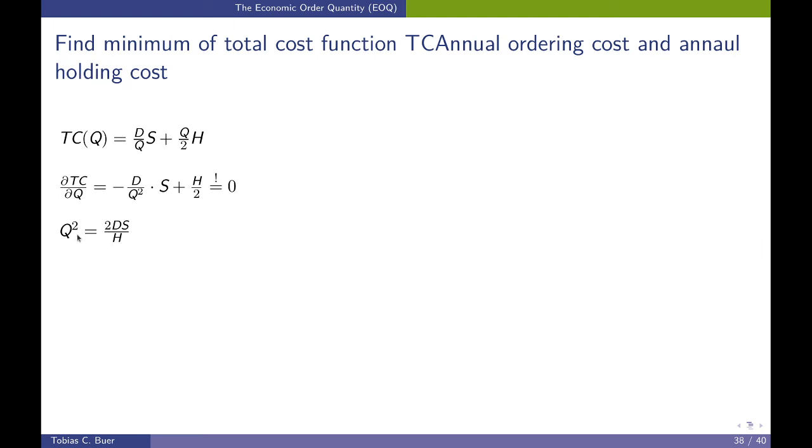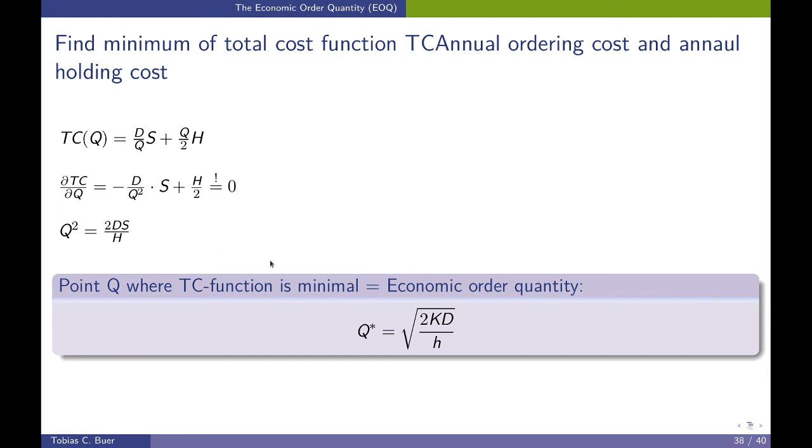The first step could look like this: q squared equals 2 times d times s over h. Then we need to take the square root of q, and this gives us our economic order quantity. This is the point q where the total cost function is minimum, and we call this the economic order quantity. And it's q, I indicated it by the star to indicate that this is the economic order quantity, the point where the total cost function is minimum, therefore q star equals the square root of 2 times k times d over h. And this is how you calculate the economic order quantity.